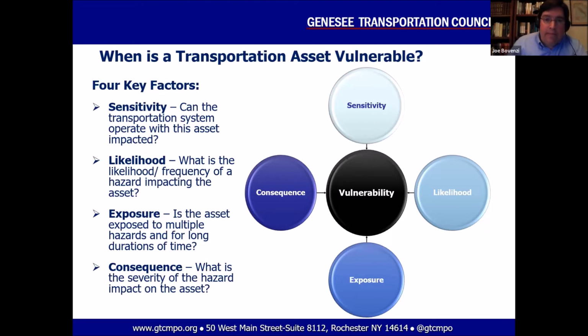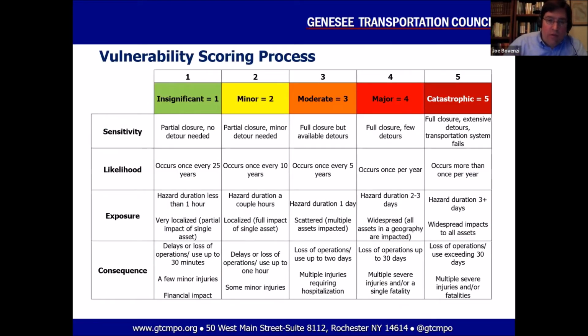Basically, we came up with a ranking system where we looked at these four categories. This is the table that we came up with, a 1 to 5 scale, where we tried to identify how exposed our individual assets were to hazards. I should mention, if you're taking notes, I'll provide the slides to Jen, so you'll have this directly to look at.